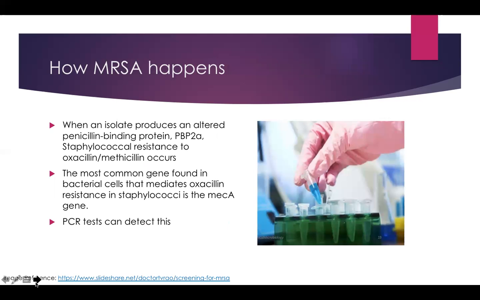So how MRSA happens, this is more the scientific approach to it. When an isolate produces an altered penicillin binding protein, PBP2A, the staphylococcal resistance to oxacillin and methicillin will occur, and the most common gene found in bacterial cells that mediate oxacillin resistance in staphylococci is the mecA gene. So, as you can see on the right here, this is a typical PCR test, and that is usually how MRSA would be detected.